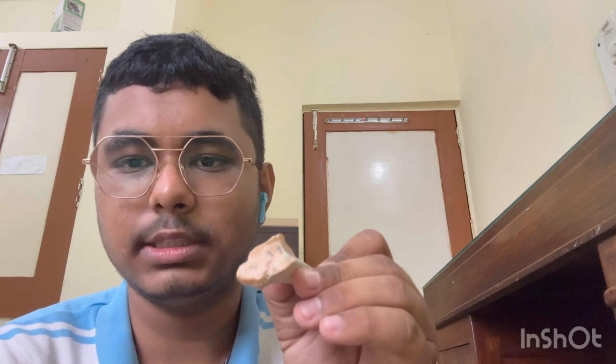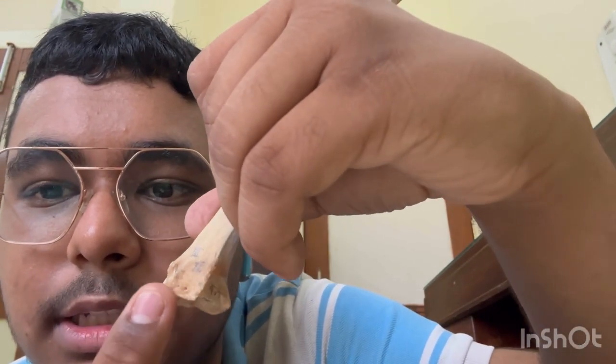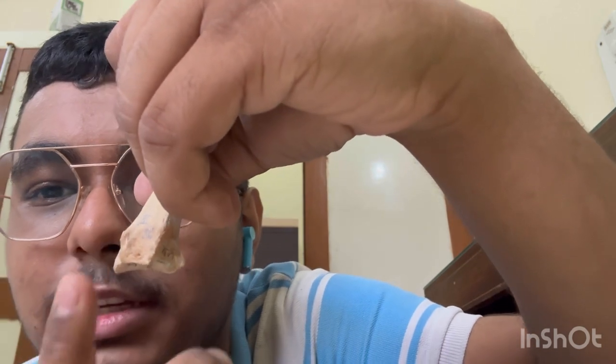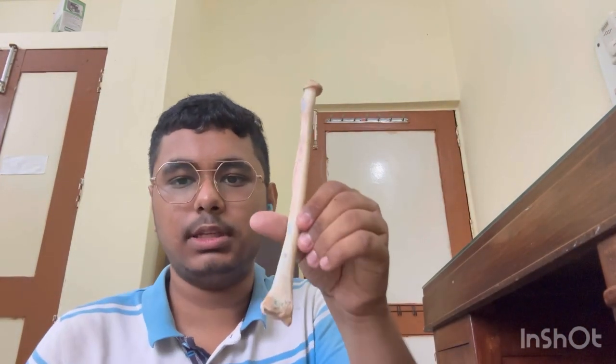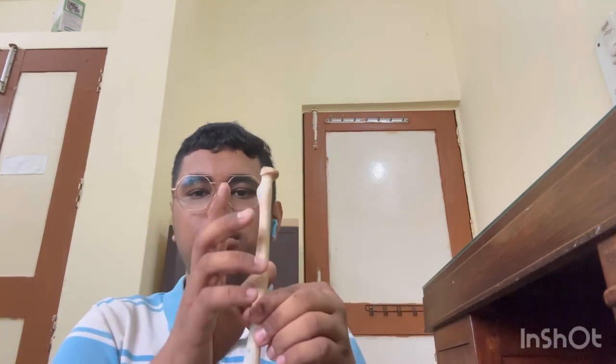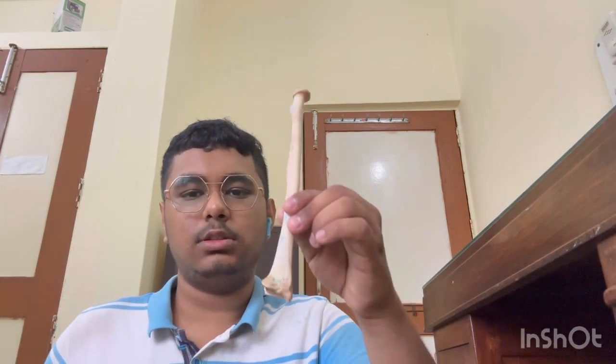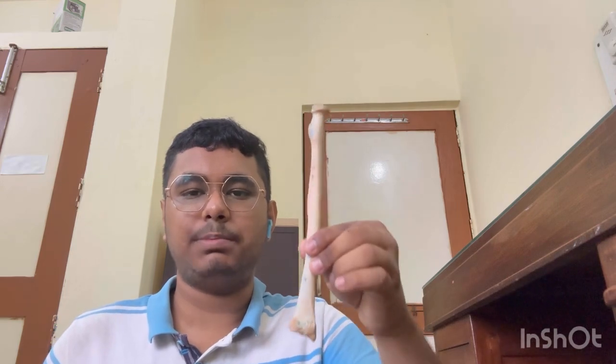And I can show you here, this is the Lister's tubercle. You can see the tubercle. This tubercle will be placed dorsally. The radial tuberosity will also be a point for you. The radial tuberosity will be present medially. So this is the anatomical position of the left radius.